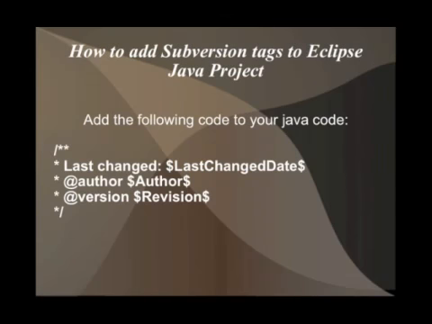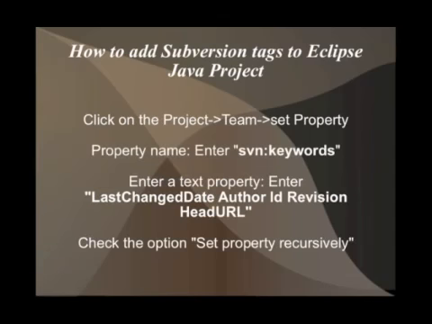You should always put code versioning tags inside your code so Subversion could give you the last author, last revision, and the last change inside your code. It's very important that you do that. So I highly recommend it. But by putting that in your code, you also have to set up Eclipse/STS to tell Subversion that those are keywords. And the way you do that is Project, Team, Set Properties, property name, enter svn:keywords, enter the text property, last change date, author ID, revision, and head URL. And click Set Recursively. And that's it.